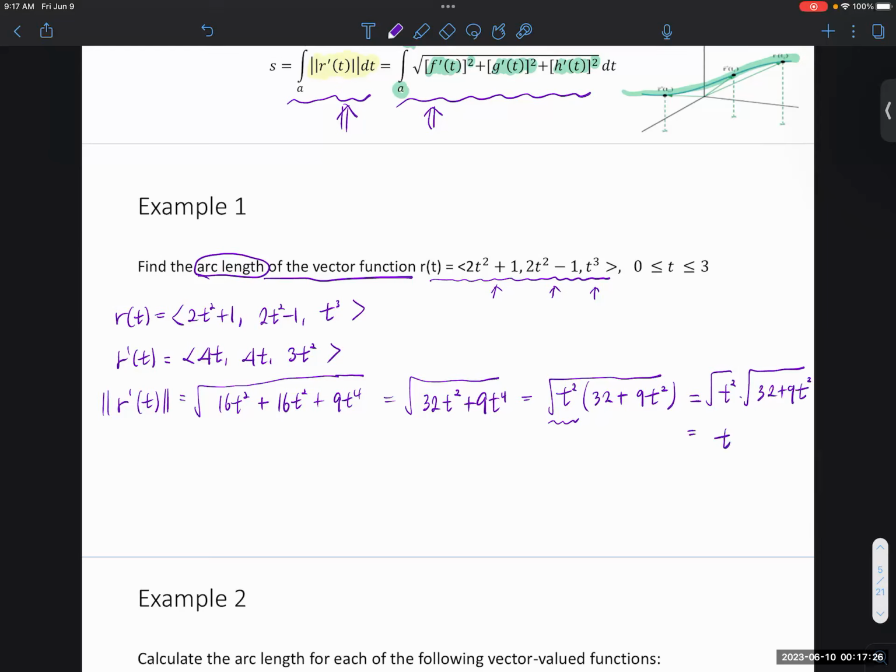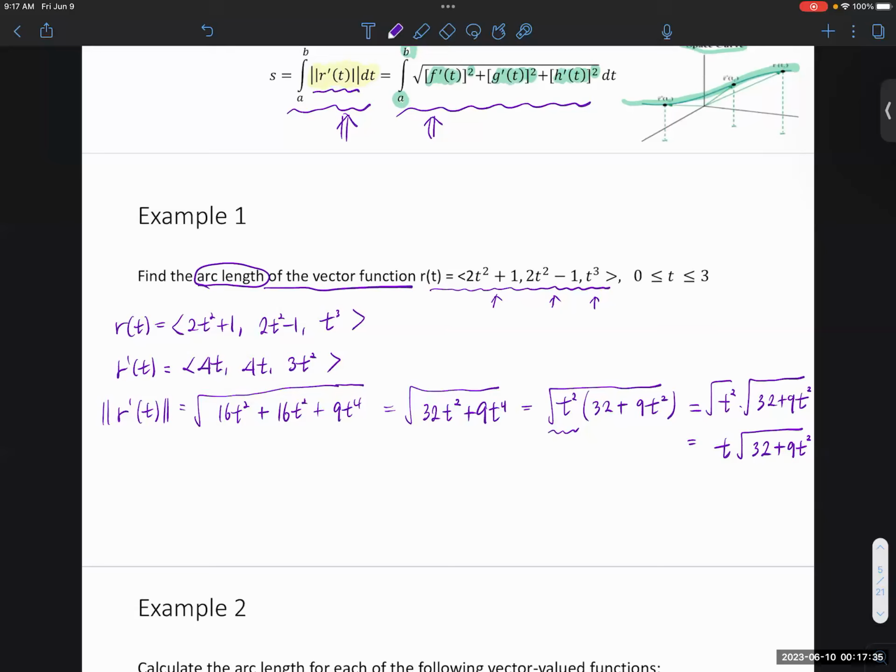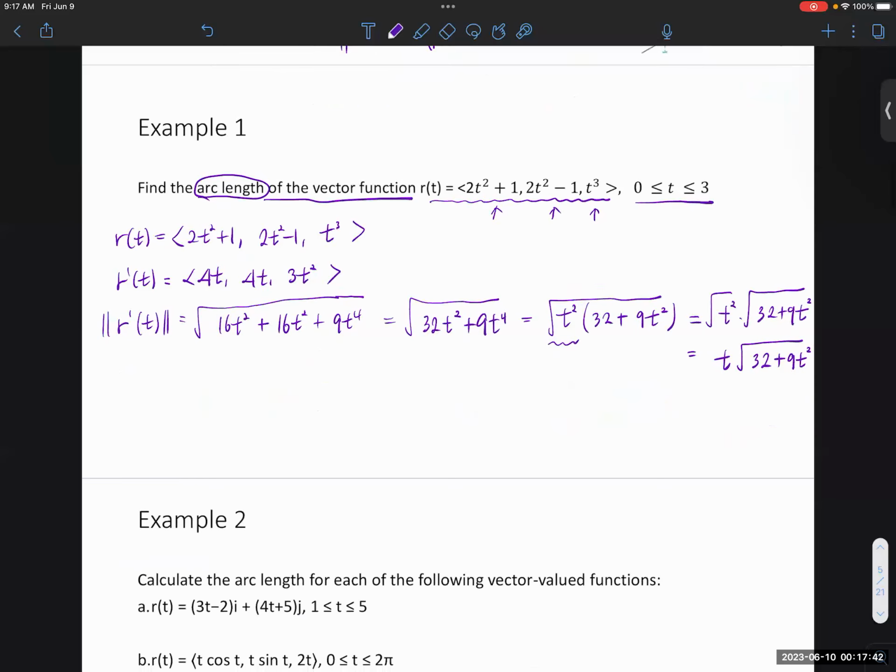So this is going to be t times the square root of 32 plus 9t to the second power. So that's just the magnitude of r prime. Now we are looking for the length from where to where? From t equals 0 to 3. So now you're going to take the arc length of the vector from 0 to 3, which is the integral of t times the square root of 32 plus 9t to the second power dt. We are taking the integral with respect to t.